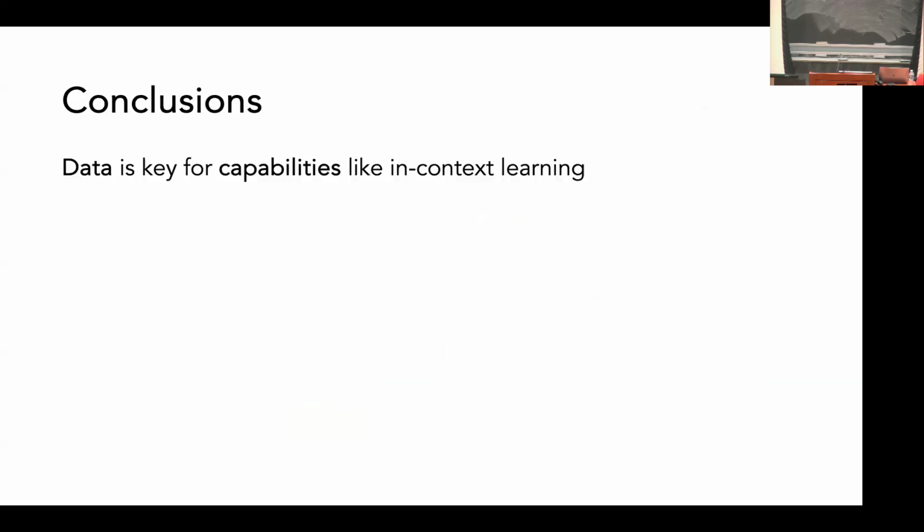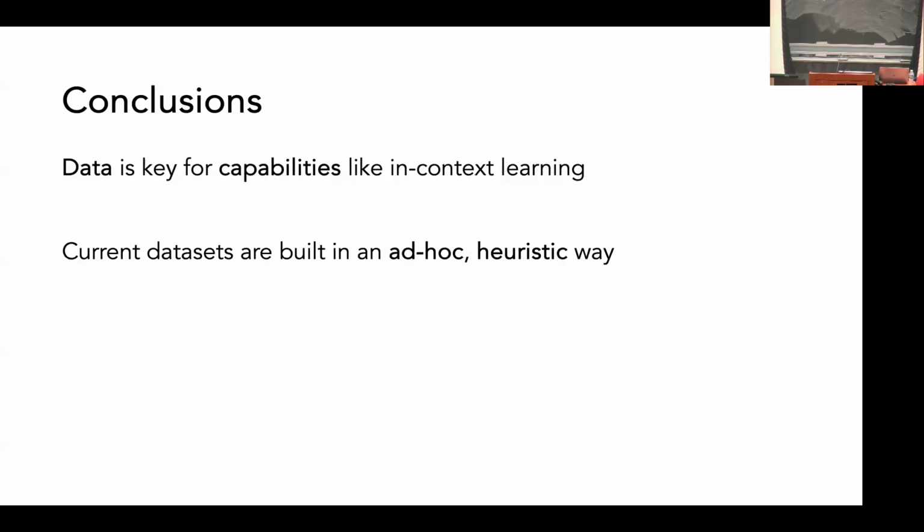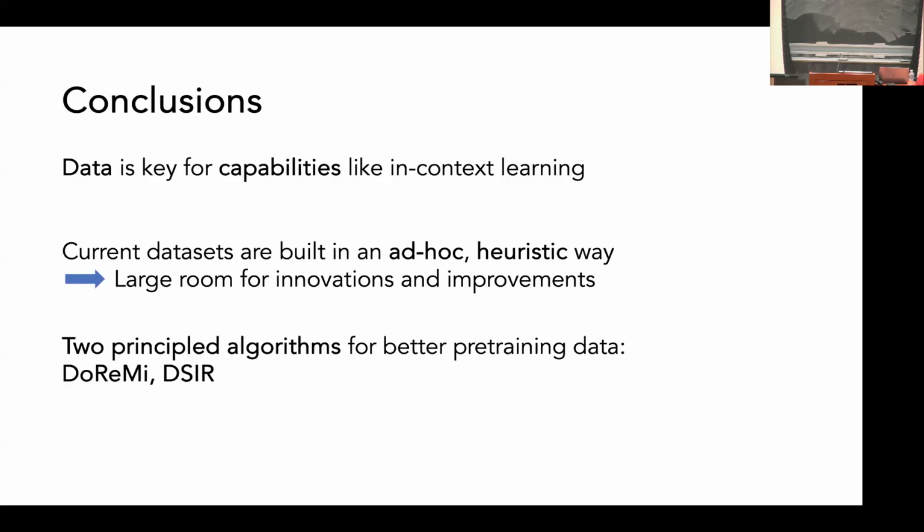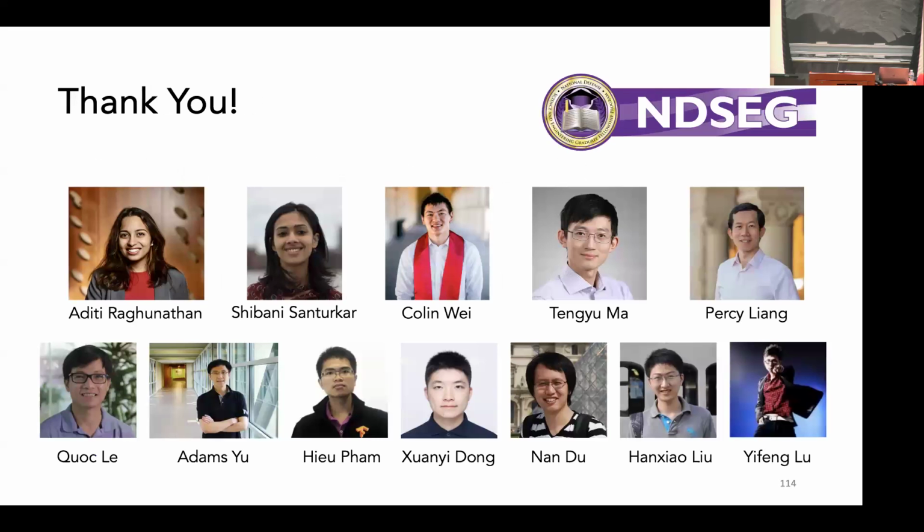To conclude, data is key for capabilities in language models like in-context learning. However, current datasets are built in an ad hoc and heuristic way, so there's a large room for innovations and improvements here. I've talked about two principal algorithms for curating better pre-training data by manipulating the data distribution, called DoReMi and DSIR today, but there's a lot more work to be done in this space. Thank you, and thank you to all my collaborators and my funding sources.